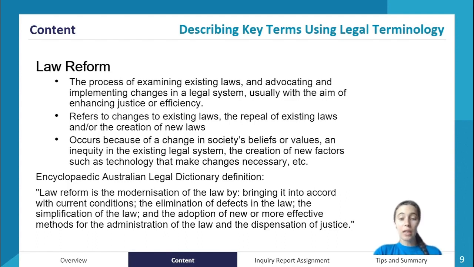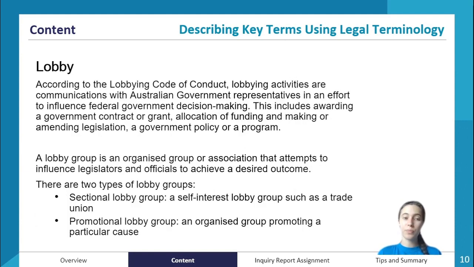So the modernization of the law by bringing it into accord with current conditions, getting rid of any defects, simplifying it as well, and the adoption of new or more effective methods for the administration of the law as well. So there's lots of different aspects to that. It's not just about changing things, it can be about new things entirely, but the overall aim is improvement in general.